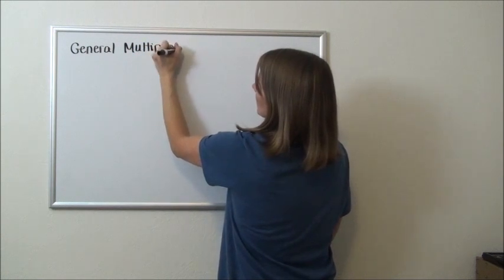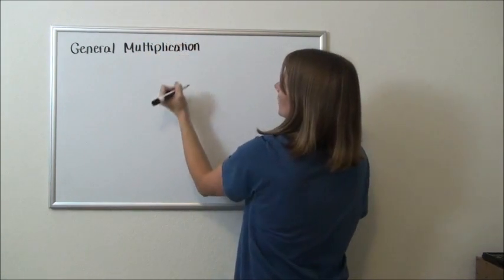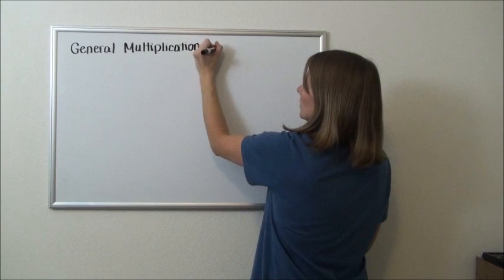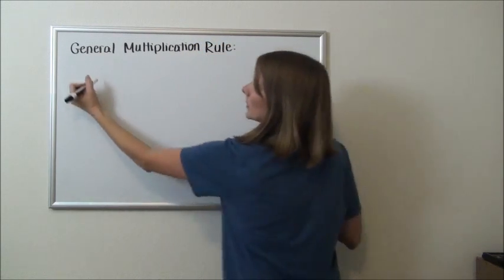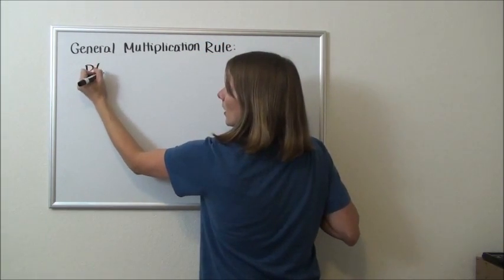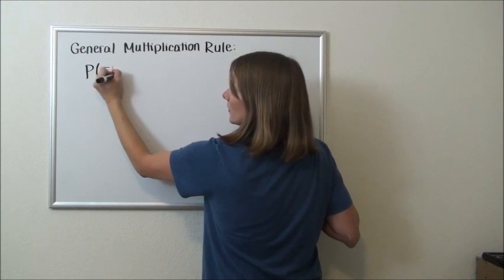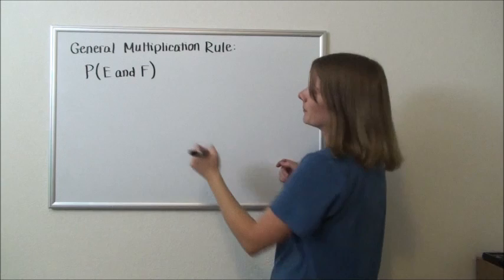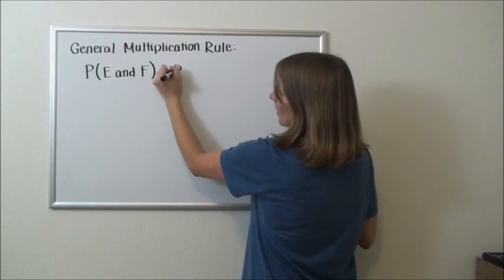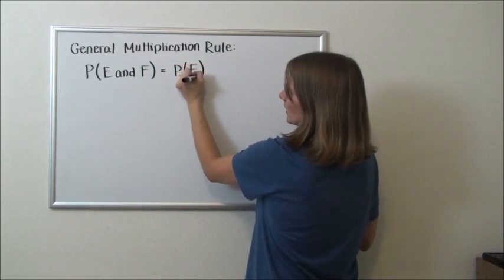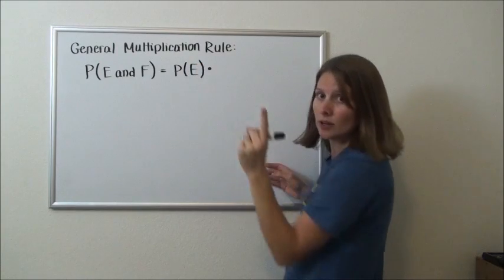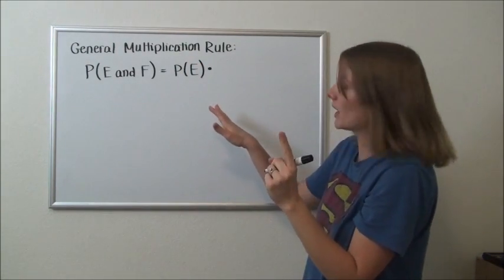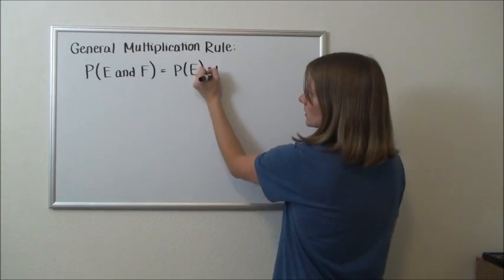This rule is going to be good whether events are dependent or independent. So the general multiplication rule for probability. We'll say if I have the probability of some event E and then some event F happening, that's going to be the probability of the first event happening times, and so far this looks like the exact same rule as we had before, but here's where it changes.